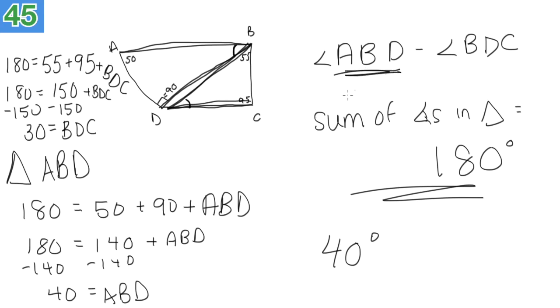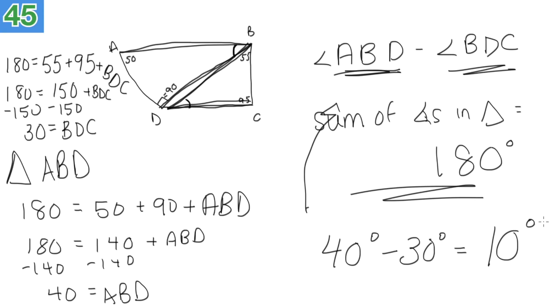So we've plugged in 40 for ABD. We're going to subtract BDC, which is 30 degrees. And we're left with 10 degrees. And that's your answer.